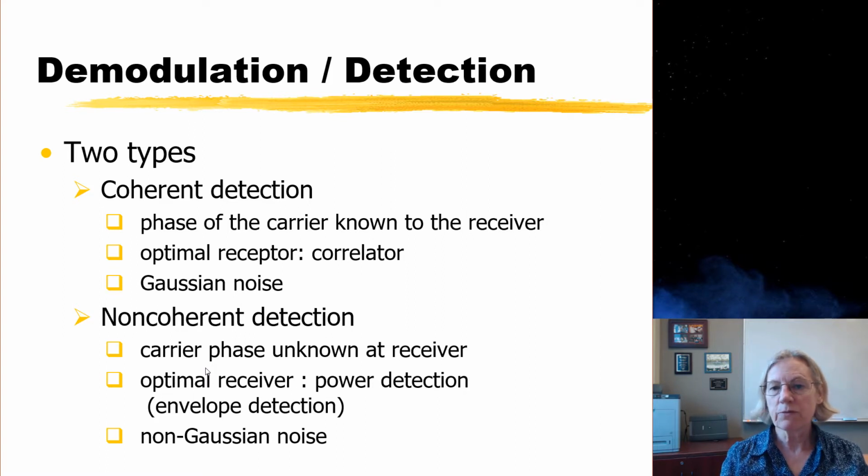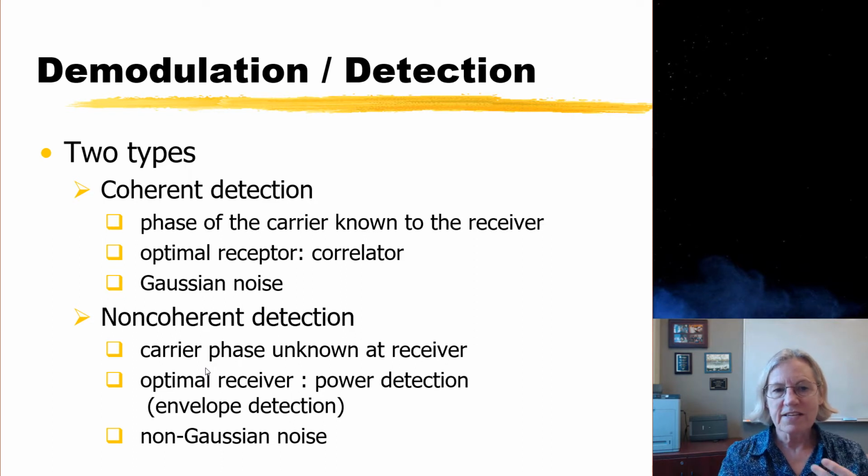Very simple assumption. We either know the carrier phase or we don't. In the case where we know it, we're going to go on and do a correlator, and all of our analysis will be with Gaussian noise. When the carrier phase is unknown, that method will not work. It will give very poor results. And so when we do not have knowledge of the phase, then we're going to go into something more like power detection. And we can do the analysis then, but the analysis will be a little different because the noise in this system would not be Gaussian.